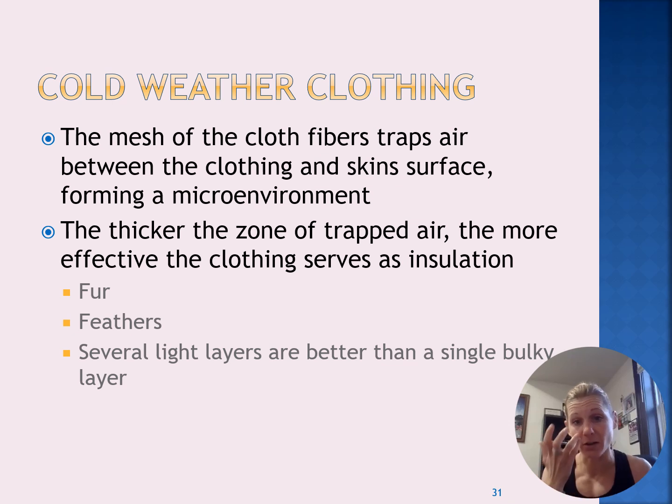Right? So the mesh of the cloth fibers is going to trap air between the clothing and the skin surface, forming a microenvironment. The thicker that layer of trapped air, the more effective that clothing serves as insulation. Okay, so again, we do know that several light layers is going to be better than a single bulky layer. Also feathers, like a down jacket, or fur, like fur lined items, are great because they allow us to trap that air and therefore retain the heat.